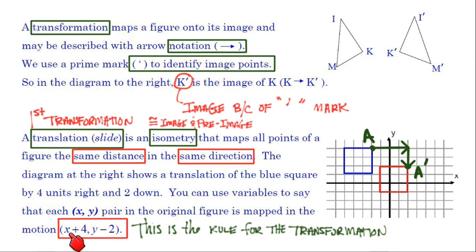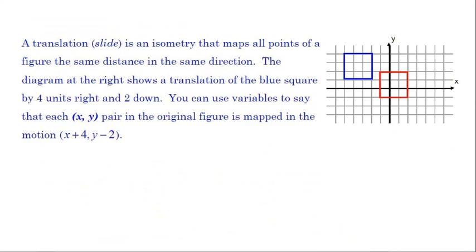All right, so (x, y) becomes (x plus 4, y minus 2). That's the plus 4 in the x direction, the minus 2 in the y direction. So that's really it.